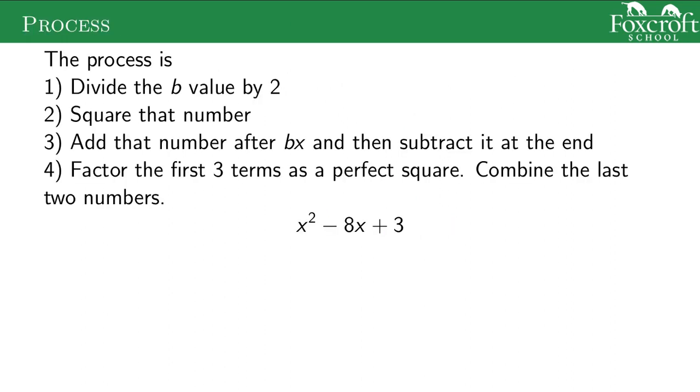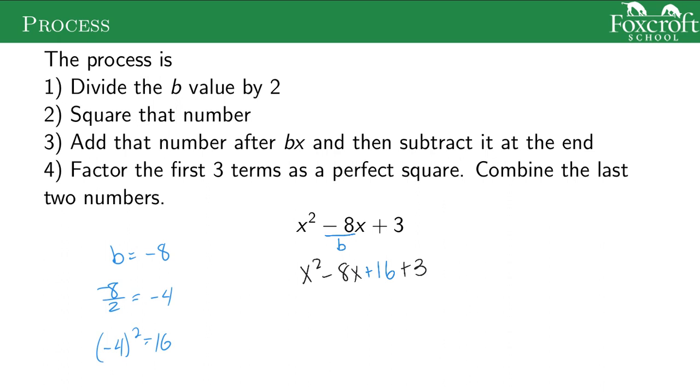So if we had x squared minus 8x plus 3, we're going to take the b value. Just remember, b is the number in front of x. So in this case, b is negative 8. We're going to divide that number by 2 and get negative 4. We're going to square that number, so negative 4 squared is 16. So 16 is this important number that we have, and now our equation still has the original parts, but now we need to add 16 to complete the square.